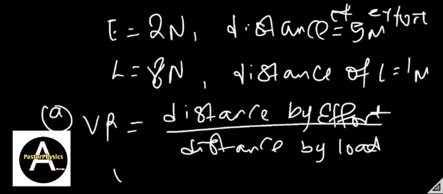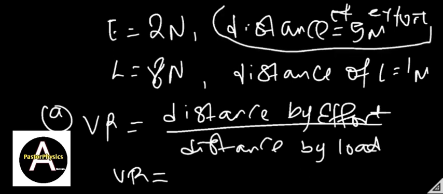So VR will now be distance moved by effort, from the question, is 5 meters. So 5 meters will be on top, over distance moved by load. And distance moved by load here is 1 meter, right? So 5 over 1 is the same thing as 5. So the velocity ratio of the machine is 5.